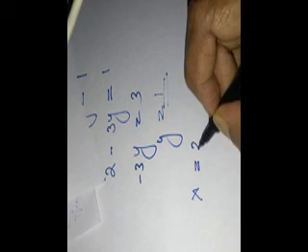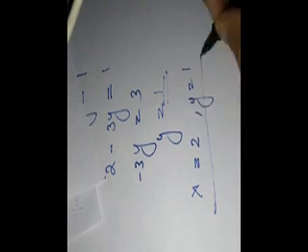So what will be the answer? You will be getting minus 3y is equal to minus 3. y is equal to 1. Okay, so you can write the answer as x is equal to 2 and y is equal to 1. I hope you understood it. Thank you so much.